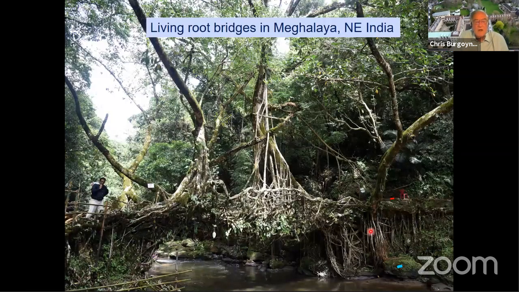We did some work on these bridges in northeast India, and these are living root bridges, and they're formed by taking the hanging roots of ficus trees and intertwining them so that they form a bridge across the river. And these have never been studied, as far as we're aware, from a structural point of view.